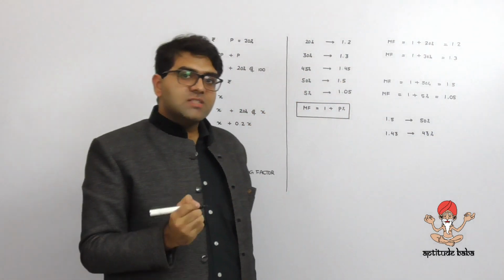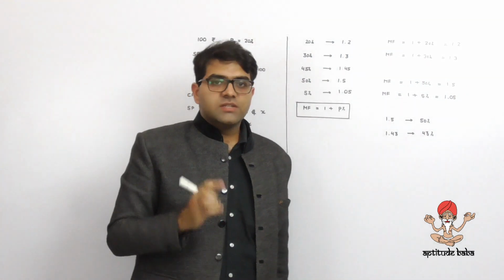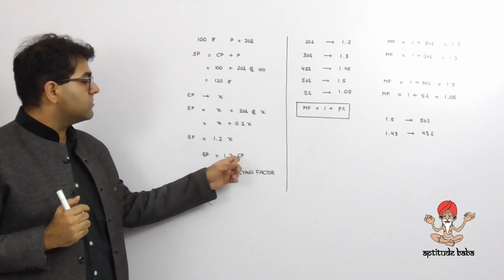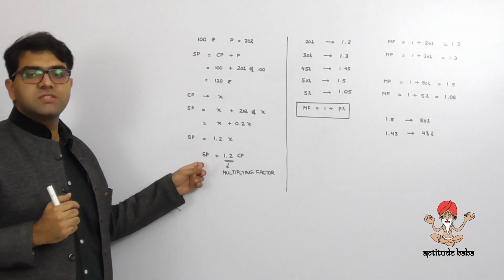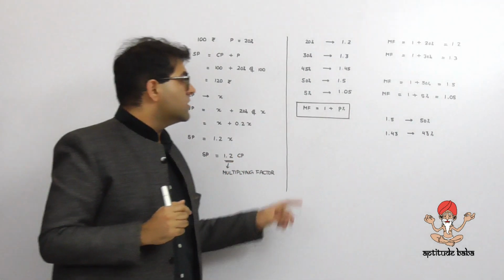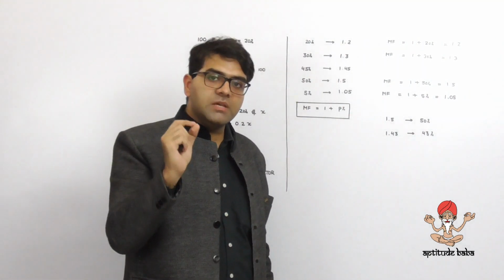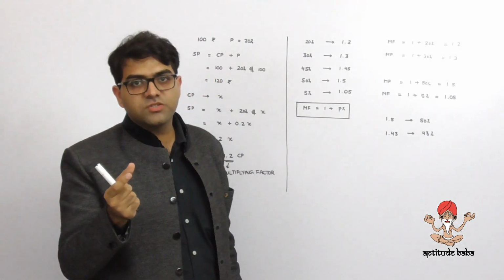The essence of the concept that we have discussed here is, number one, multiplying factor is defined as a number which when multiplied with the cost price gets me the selling price. Number two, multiplying factor is defined as 1 plus p%, where p% represents the profit percentage.